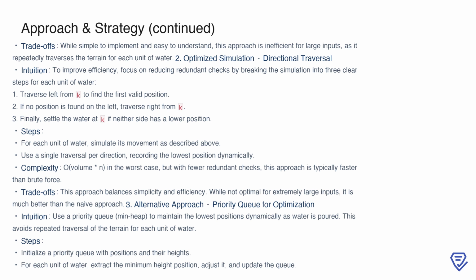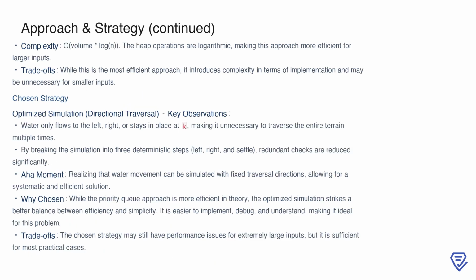This approach still has a worst-case time complexity of O(volume * n), but it is significantly faster in practice due to fewer redundant checks. While this method strikes a good balance between efficiency and simplicity, we can also explore an alternative approach using a priority queue to further optimize the simulation. Using a priority queue, or min-heap, allows us to dynamically keep track of the lowest positions as water is poured, avoiding the need for repeated terrain traversals.